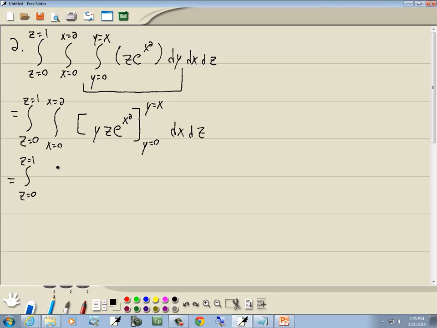Well, now we're ready to plug those in. Now realize that the only thing we're plugging these in for is y. So I could take the z e to the x squared and put it out in front. So I'll put a z e to the x squared out in front of the bracket. And then we're plugging these in for y. So I'll put the x in for y, minus, put 0 in for the y. dx, dz.